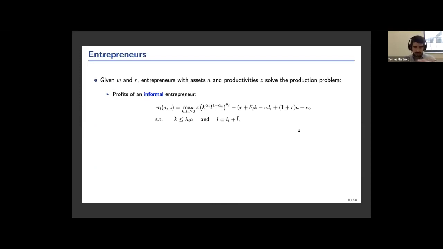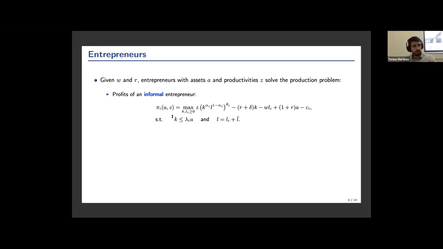I think it's easy when you see the problem. This is a static problem of a household that decides to be an informal entrepreneur. Very standard, span of control technology with decreasing returns to scale. This entrepreneur hires informal labor, since as an informal entrepreneur he can only hire informal labor, rents some capital, pays a fixed cost, and is subject to financial friction. Financial frictions here are just a collateral constraint, so nothing very fancy.